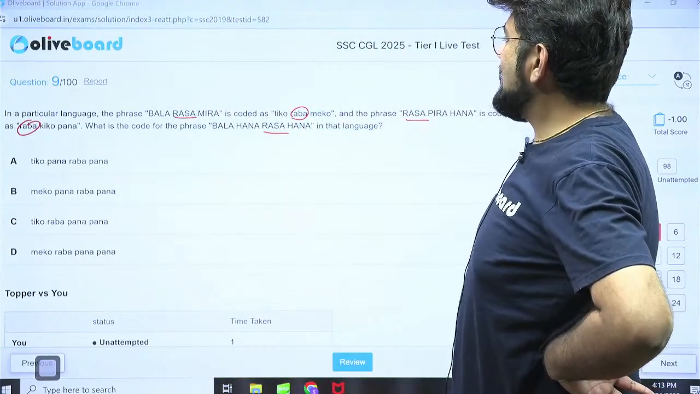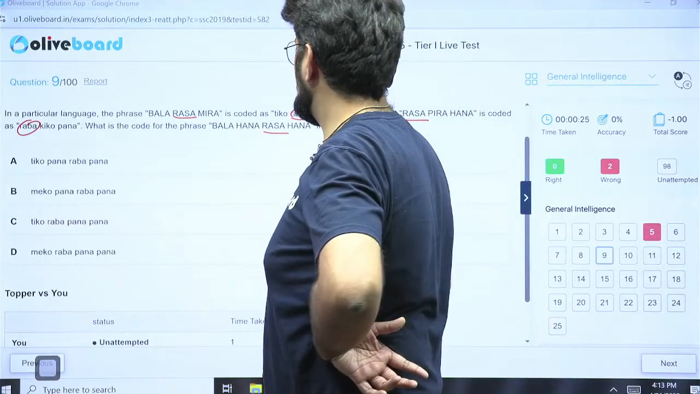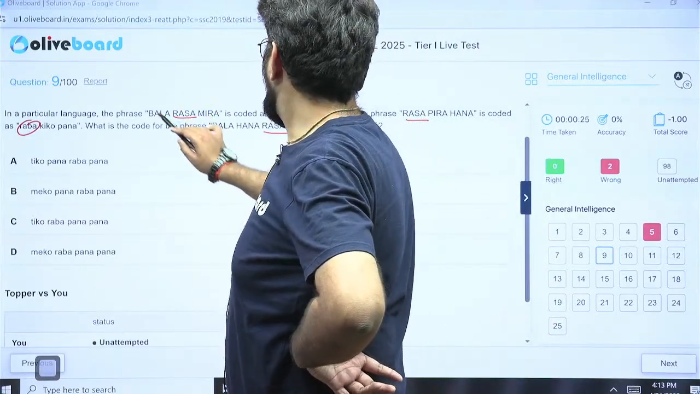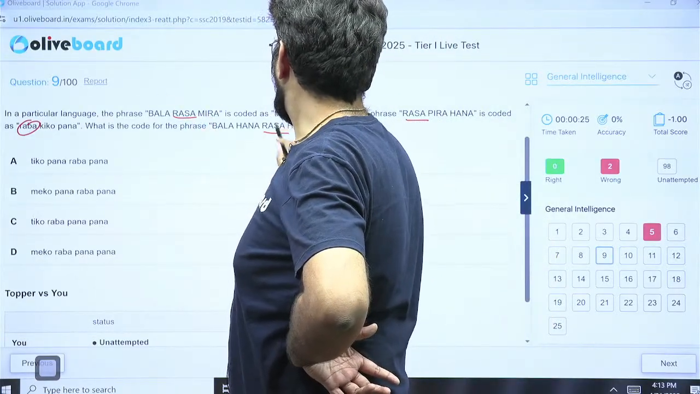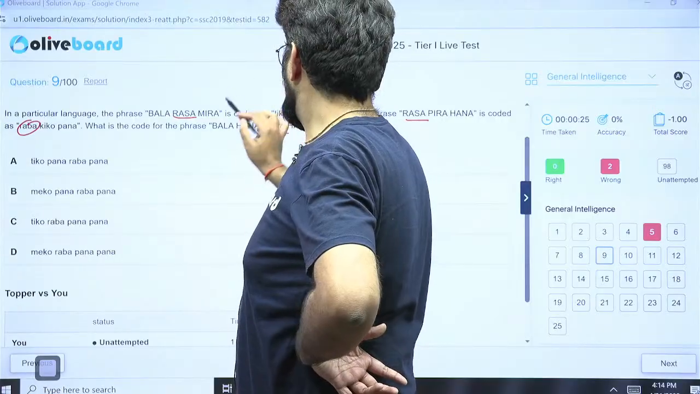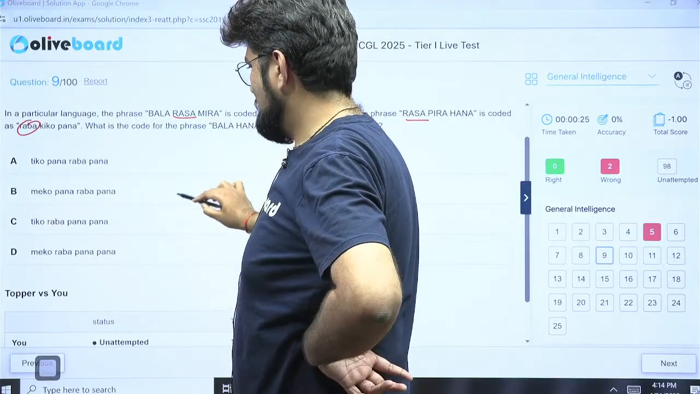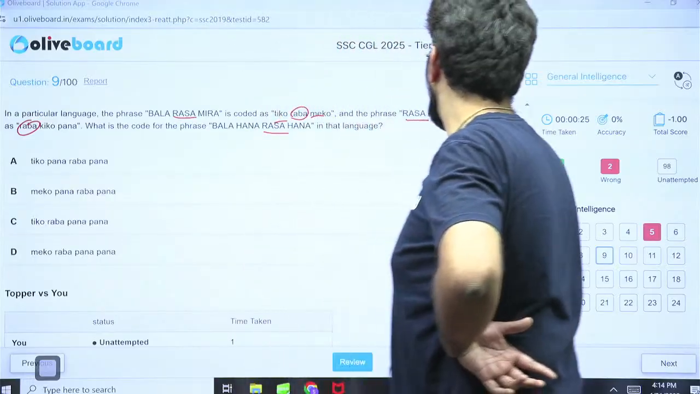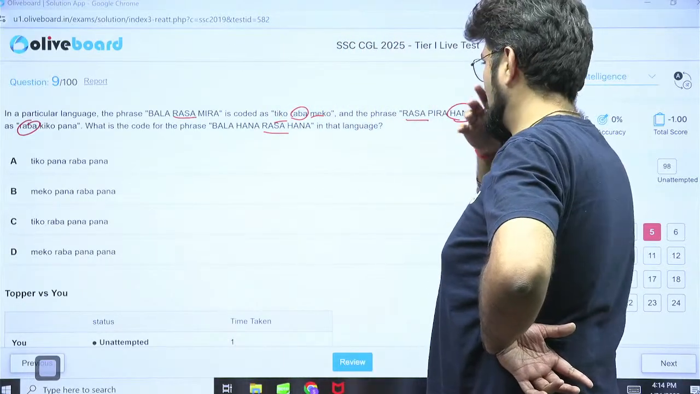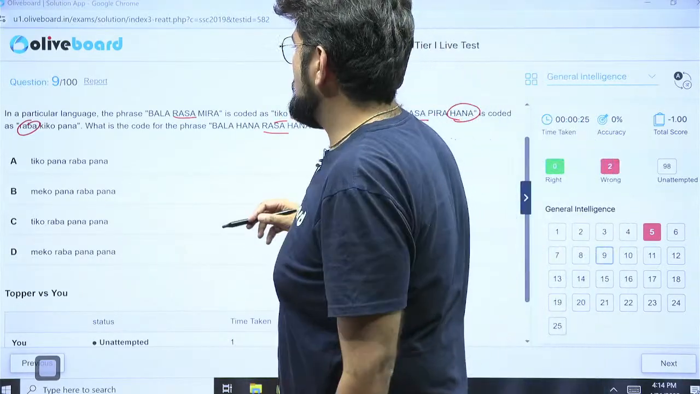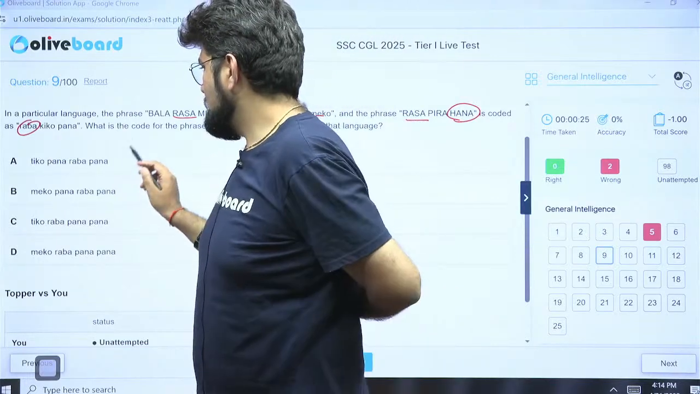Now out of Bala and Meera, there has to be one because we need Bala and Rasa. So we need Tico and Meko here. Tico or Meko, either of them. It's there again. From here we need Hana twice. Okay, Hana should be twice. So Kiko or Pana, there has to be twice. Pana, Pana.